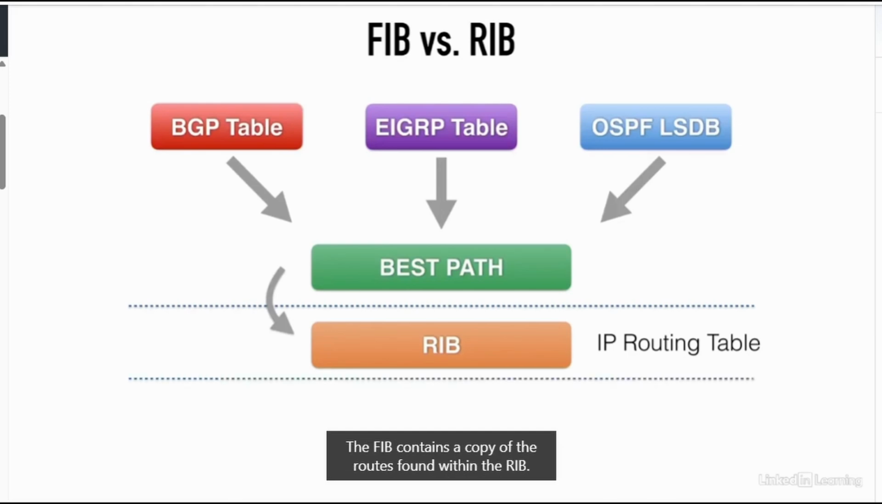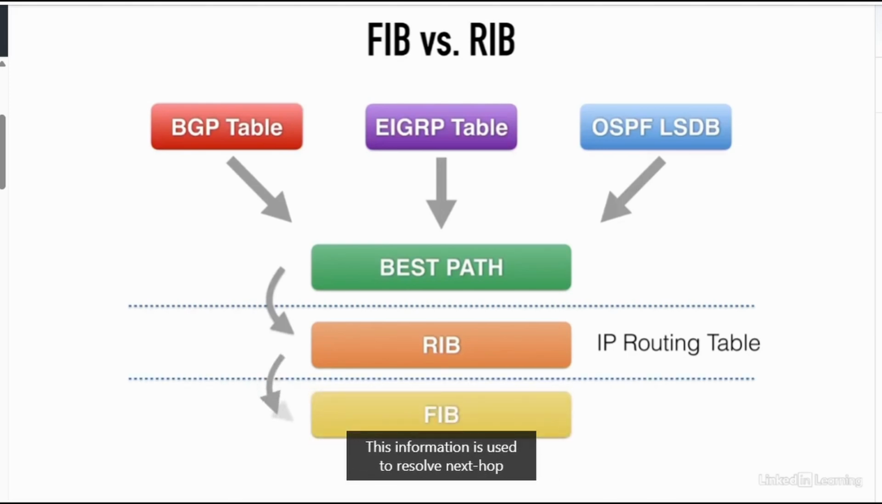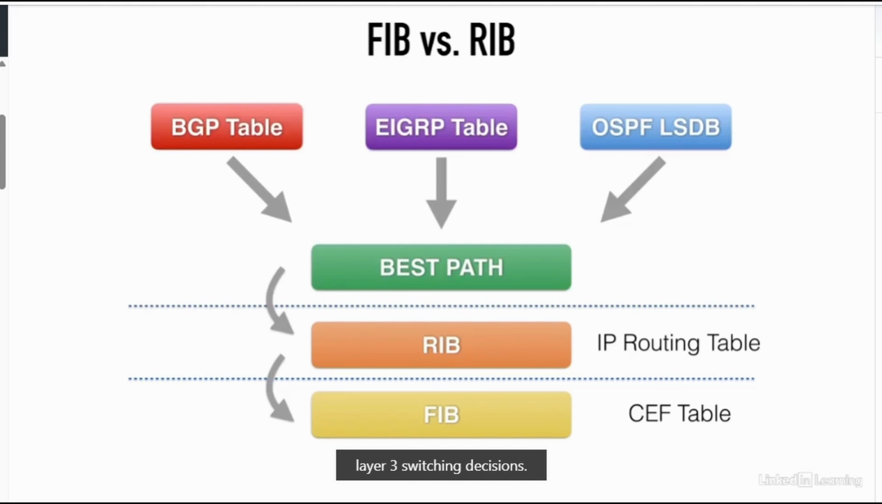The FIB contains a copy of the routes found within the RIB. This information is used to resolve next hop addressing, since the FIB has knowledge of the layer 2 data required for forwarding. The FIB will determine which outgoing interfaces are needed for a particular network destination. The completed FIB or CEF table is then capable of making layer 3 switching decisions. As we've already mentioned, any updates happening to the RIB will be copied over to the FIB as well. So that's an overview of the forwarding information base and the routing information base, and how those two structures work together for efficient traffic movement within an IP-based network.